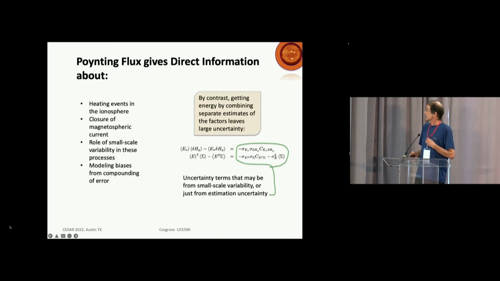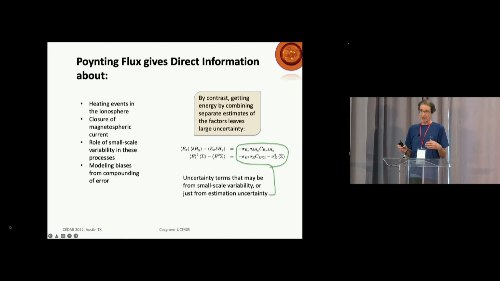And as other people have said, it gives you direct information about heating and also about current closure through the ionosphere, although there are caveats to all these things. You have to be very careful, and you also have to bring in other quantities. But at least you do get some very solid information that you think is accurate. And one of the advantages I wanted to mention about Poynting flux is that it's a direct measurement of energy because you're measuring E and B at the same time, more or less.